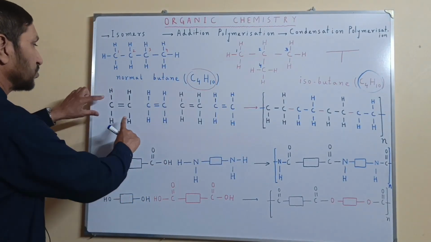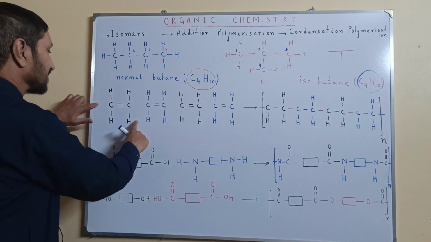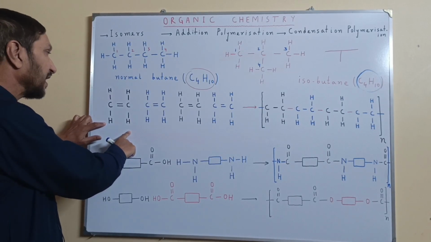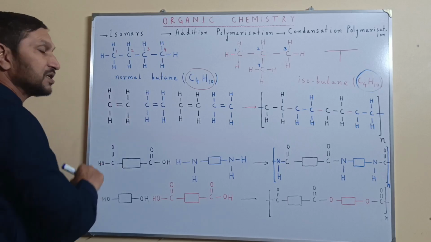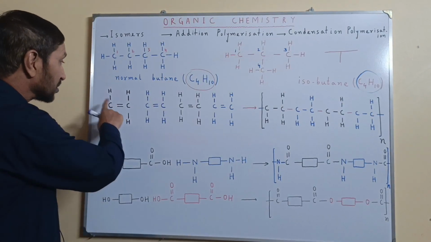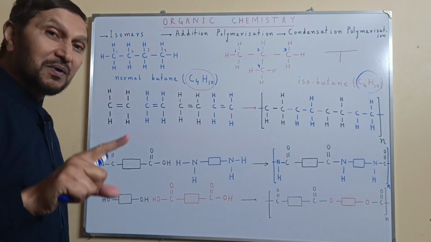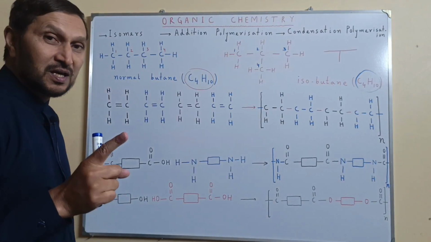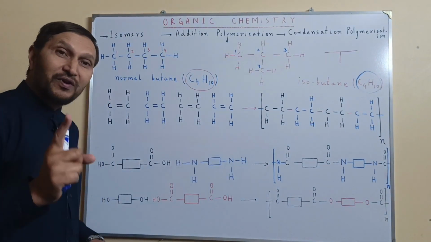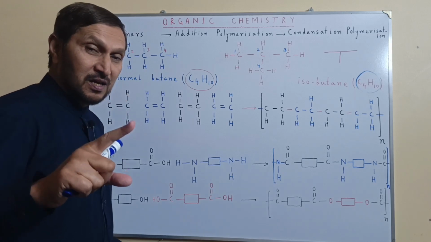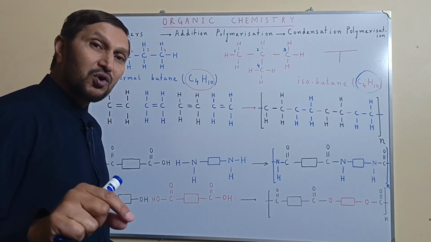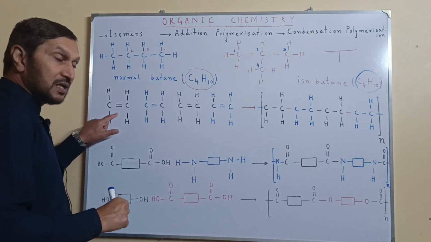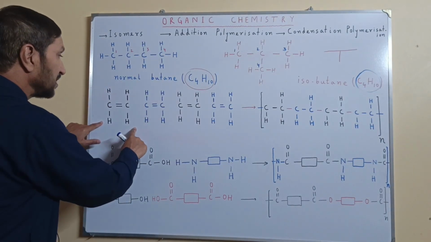For example, I'm taking the example of ethene. This is the structure of ethene. Why do we call it ethene? Because it contains two carbons with a double covalent bond. If it contains a double covalent bond, it will be ethene. If it contains a single covalent bond, then it is ethane. But if it is a double covalent bond, then ethene. So it is one molecule of ethene.